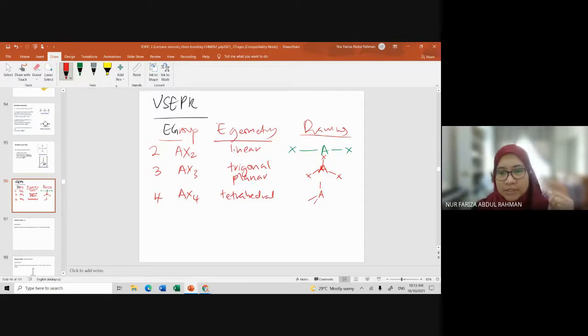Okay, so the angle bond between this one and this one is 109.5. This one up here again with this one is 109.5. Okay, dia macam saya tunjuk dekat model tu. It's actually the same. If you rotate the molecule, you will see the bond angle is actually the same. Okay, right. So this is 180 and this is 120. This one is 109.5. Okay, this is for tetrahedral.